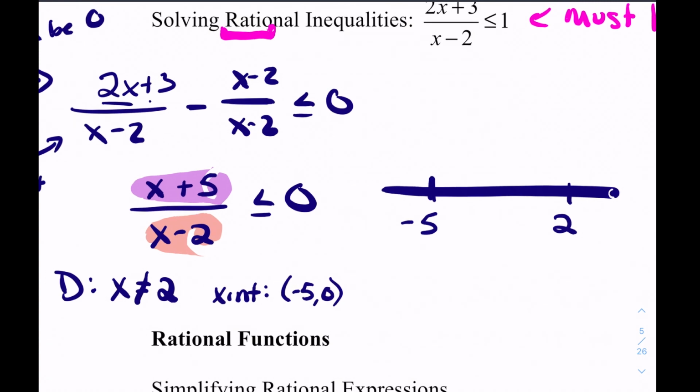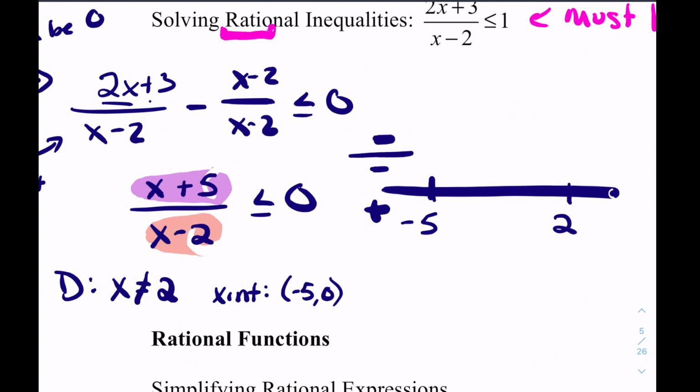Now I'm going to check a number to the left of negative 5. Let's say negative 6. If I had negative 6 plus 5, that's a negative number. Negative 6 minus 2, that's a negative number. A negative divided by a negative, so I have negative over negative, is a positive.